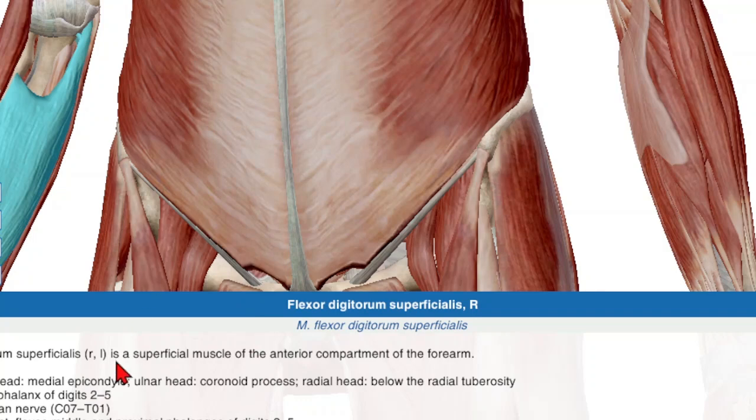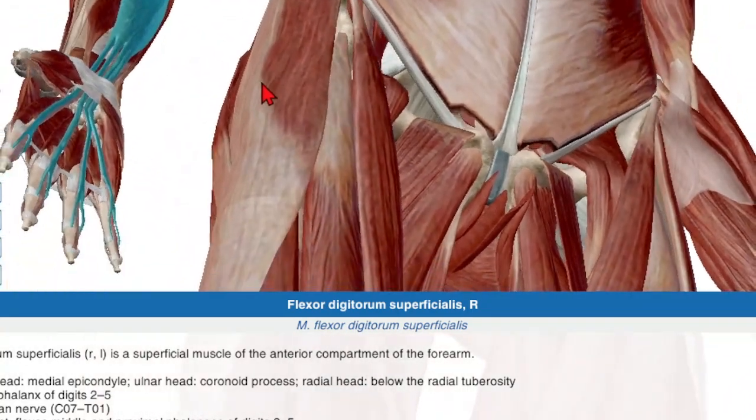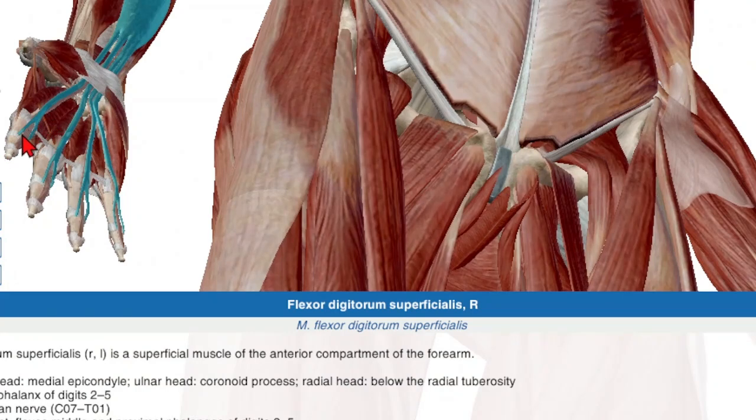Correct. The origins are the humeral head from the medial epicondyle, the ulnar head from the coronoid process, and the radial head below the radial tuberosity. There is the radial tuberosity, and from this area they have three origins. The insertion is to the middle phalanx of digits 2 to 5, that is, 2, 3, 4, 5. They are attached to this area.